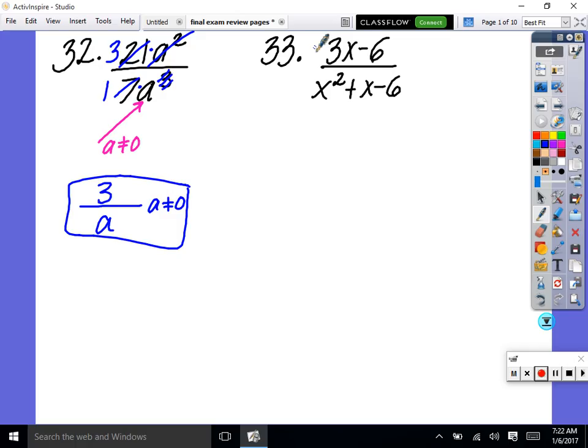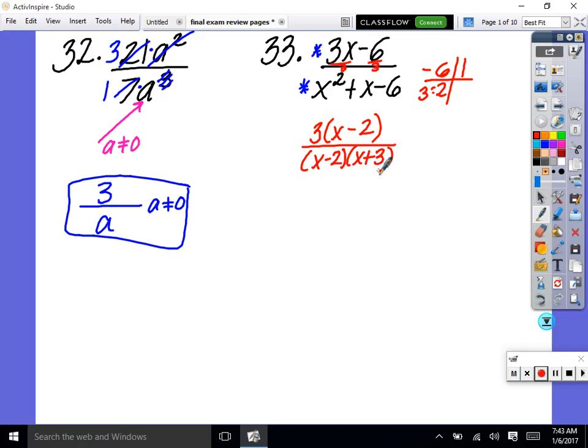On this one, to divide out anything, we have to divide out exact factors only. So once again, we're going to factor out the top. So on top, we'll pull out a 3. Left will be divide by 3, divide by 3. Left is x minus 2. On bottom, we'll factor the quadratic. What multiplies to be negative 6 adds up to be 1? 3 times negative 2.